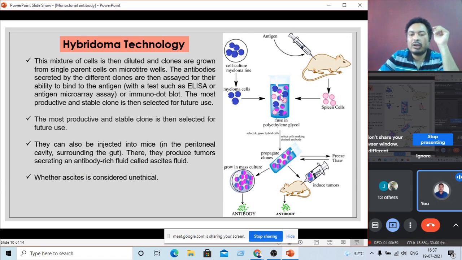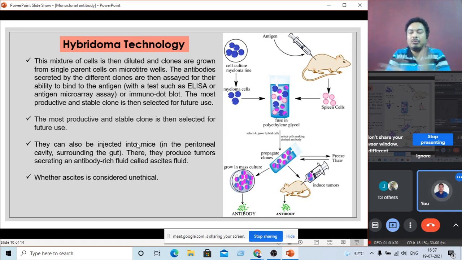Because in this condition, the mice or the rat can be killed to collect the ascitic fluid. When we collect the ascitic fluid, all the mice are killed. So if you kill all the mice, that means it's one type of unethical condition. That's why this particular mechanism is now stopped.